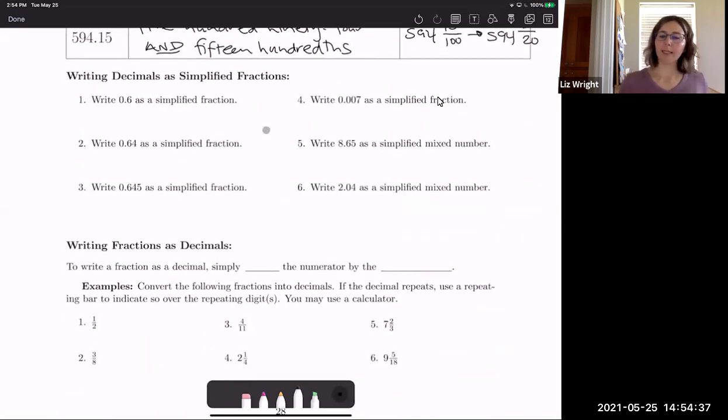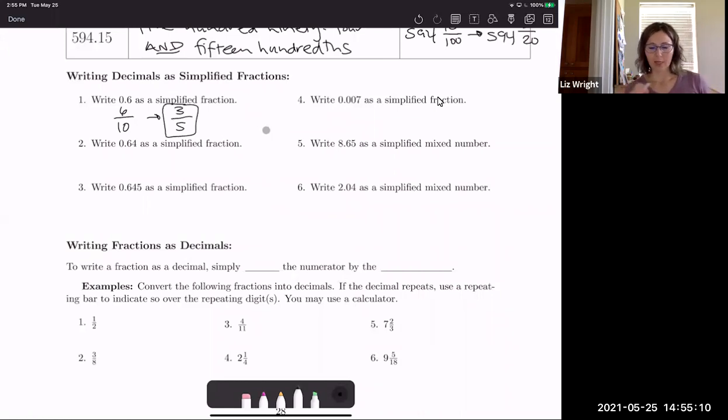All right, so writing decimals as simplified fractions. It says write 0.6 as a simplified fraction. So if I was you, going back up to what we were just doing in that table, say it. Instead of saying 0.6, it would be 6 what? What place is it in? It would be 6/10. So I would write 6/10, and then you're going to reduce it. You're going to divide them both by 2, so you're going to end up getting 3/5.